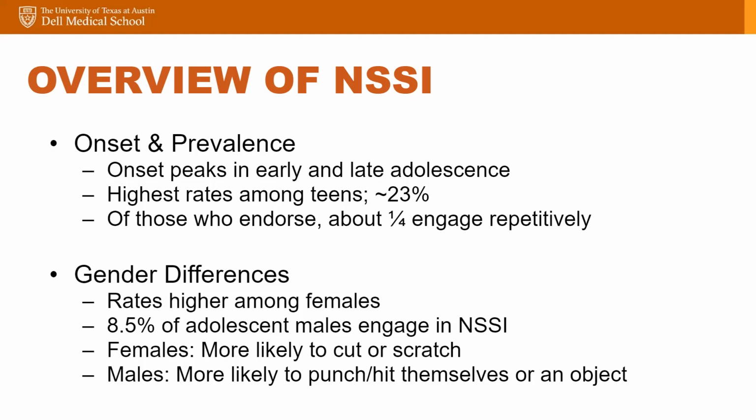Regarding prevalence, rates generally indicate that this behavior is most seen among teenagers, with rates varied. So there are rates that indicate that anywhere from 10 to 25% of youth engage in self-injury at some point in time, with the most commonly cited number being about 23%. So maybe about 1 in 4 youth or 1 in 5 youth will indicate that they have engaged in self-injury at some point in their life.